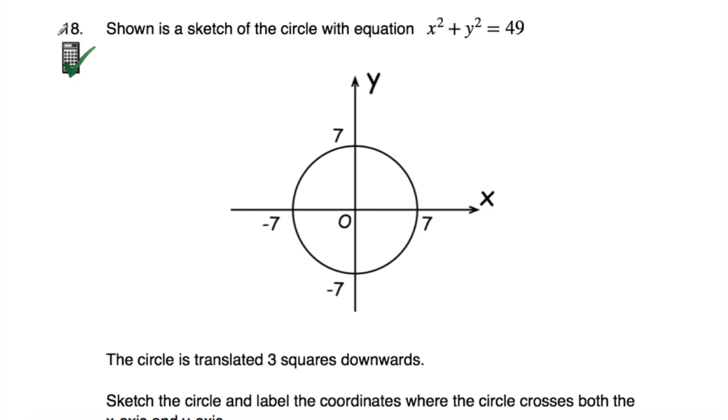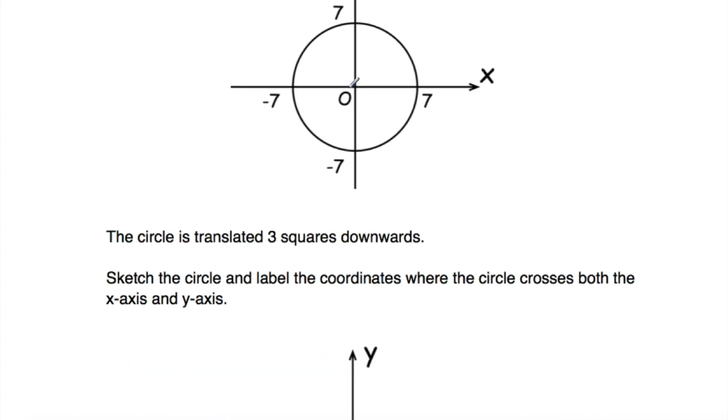Okay, let's have a look at our next question, question number 18. So question number 18 says, shown is a sketch of a circle with equation x squared plus y squared equals 49. So the equation of the circle is x squared plus y squared equals 49. And if we square root 49, that's 7. So the radius of the circle is 7. And as you can see, the radius is 7. And then the question says, the circle is translated, so it's translated or slid, 3 squares downwards. So it's going to be moved 3 squares down.